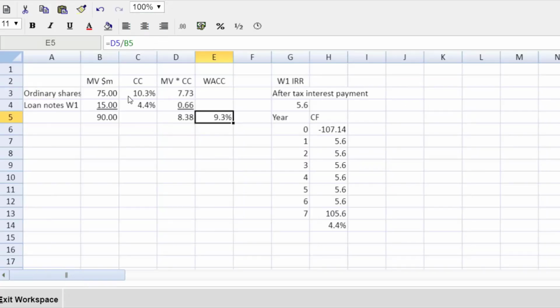Ladies and gents, in the spreadsheet tool, I hope you see it's much easier, much faster, much cleaner. All right, good luck on your F9 exam, everybody.